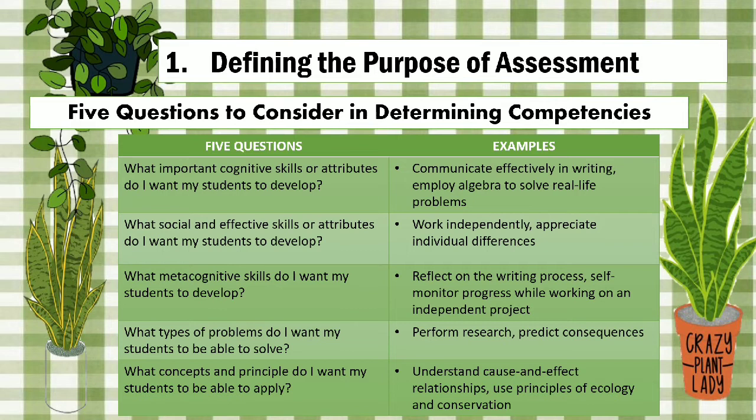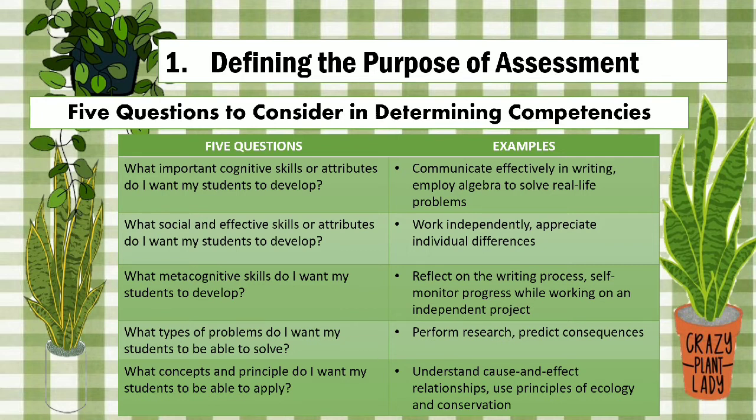Number 2, what social and affective skills or attributes do I want my students to develop? Example, work independently, appreciate individual differences. Number 3, what metacognitive skills do I want my students to develop? Example, reflect on the writing process, self-monitor progress while working on an independent project.